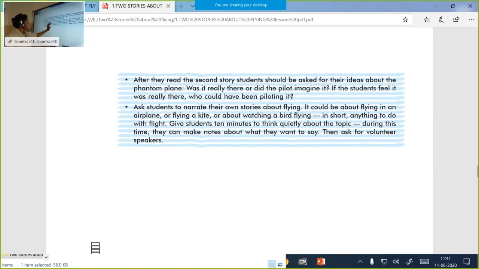Then again, you get another task. You can guess what might be the reason, or give an explanation for the phantom plane that you find in the black aeroplane. So give an explanation to the appearance of the phantom plane. Was it a reality? If it was a reality, who was the pilot who was flying the plane? Or was it a hallucination? So you can come up with a solid explanation regarding what you think might be the situation there.